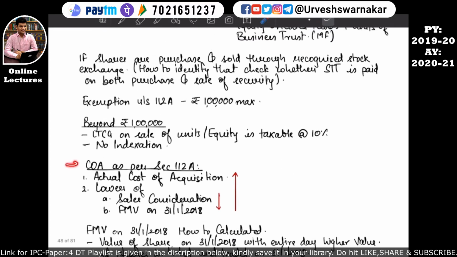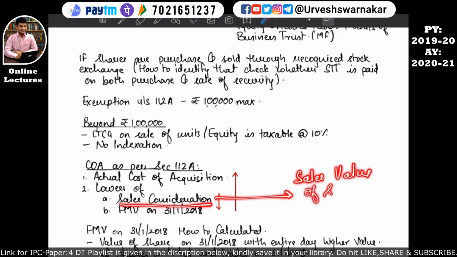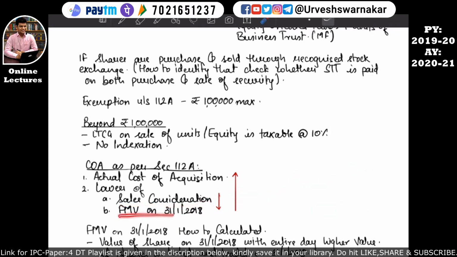How to calculate the cost of acquisition when we are applying section 112A is given over here. The actual cost of acquisition of such listed equity shares we need to write. Then we need to find the lower of the sales consideration, that is the sales value of such listed equity shares, and compare it with the fair market value of such listed equity shares on the date 31st January 2018.